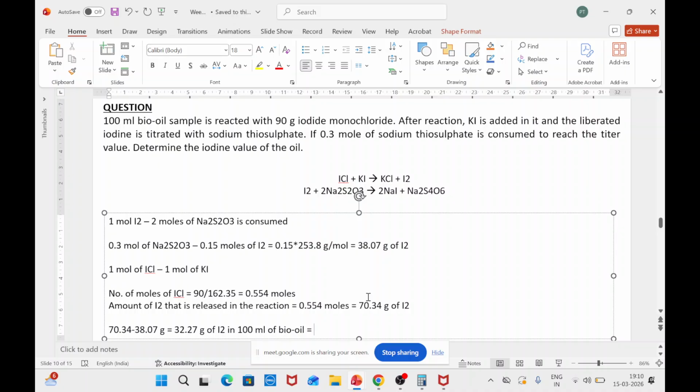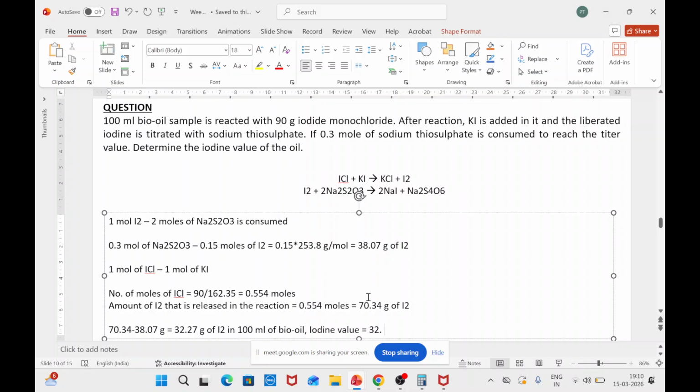Okay. So the iodine value will be 32. Iodine value is nothing but the amount of I2 that remains as an excess in the given volume of the bio oil, or you can say in 100 ml of bio oil. That is the iodine value of the oil.